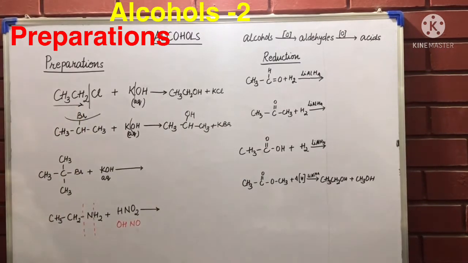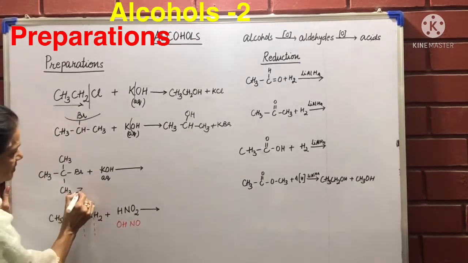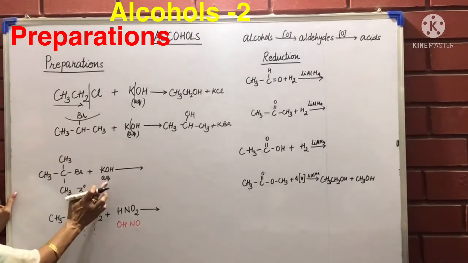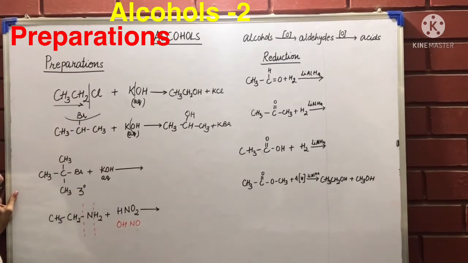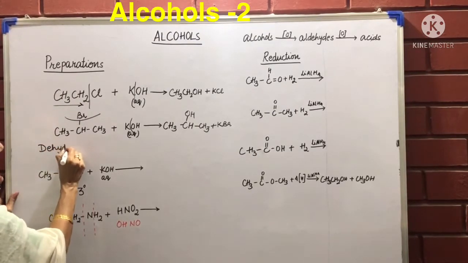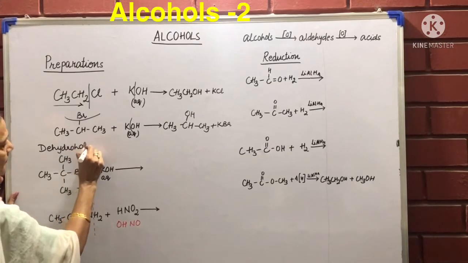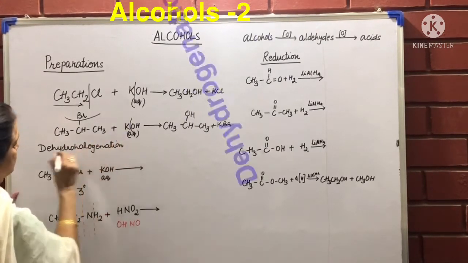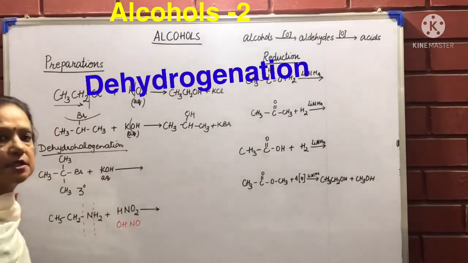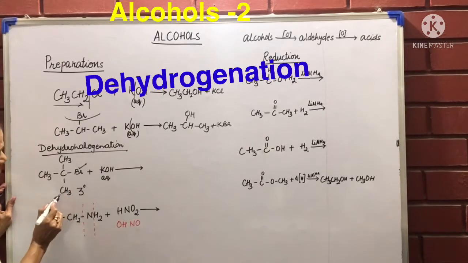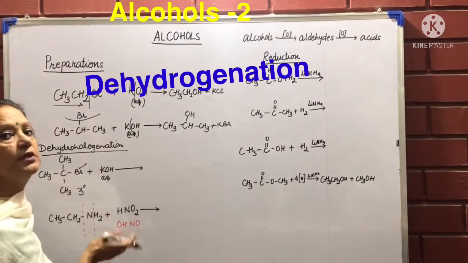Now in tertiary alcohols there is a problem. This is a tertiary halide, there is a problem. Even if I react with aqueous KOH, this undergoes dehydrohalogenation. So if it undergoes dehydrohalogenation, it means that it is going to remove a halogen, and it's going to remove a hydrogen from the neighbor.